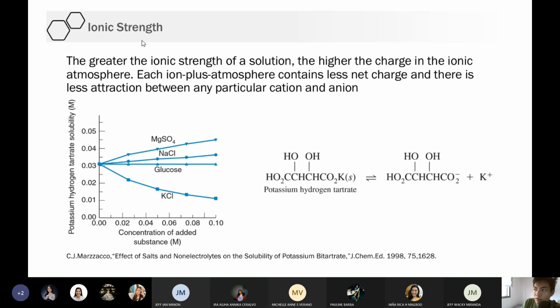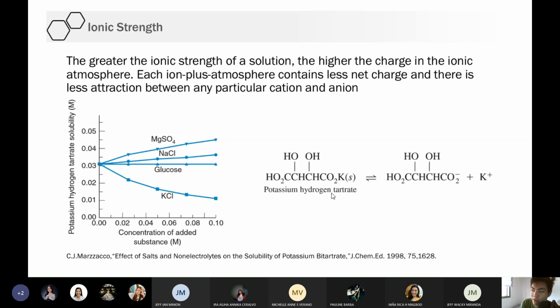If we look at this graph here, according to this slide, the greater the ionic strength of the solution, the higher the charge of the ionic atmosphere. That means the more shifted your equilibrium system will be when you add inert ions. Suppose we have this precipitate.